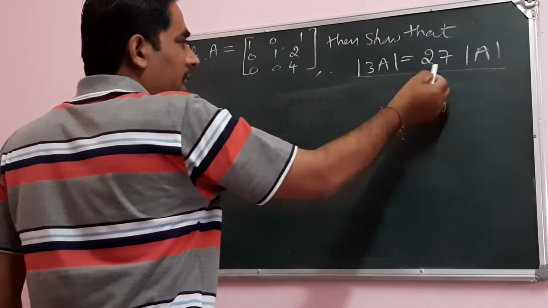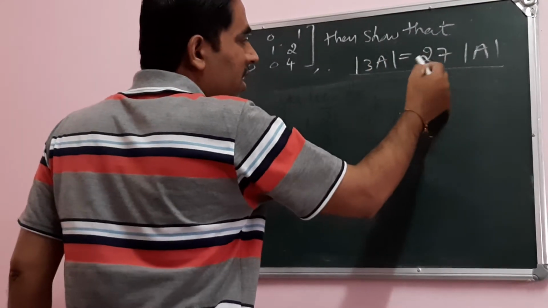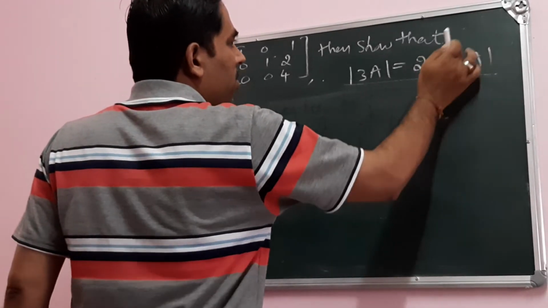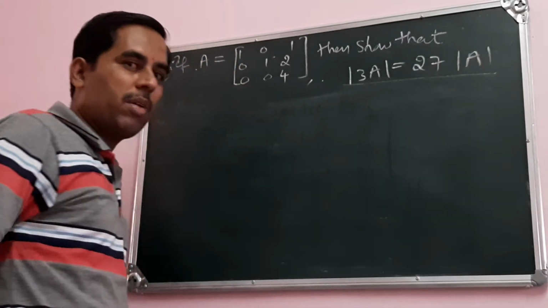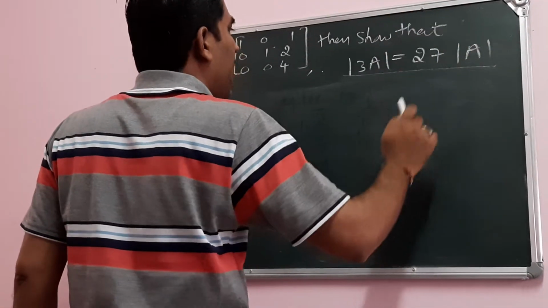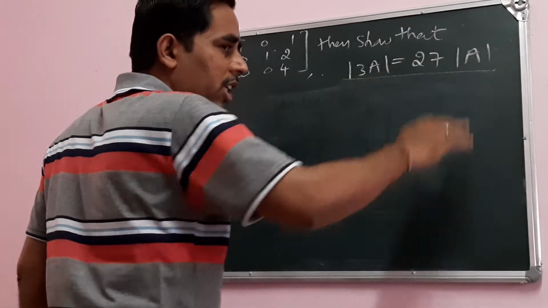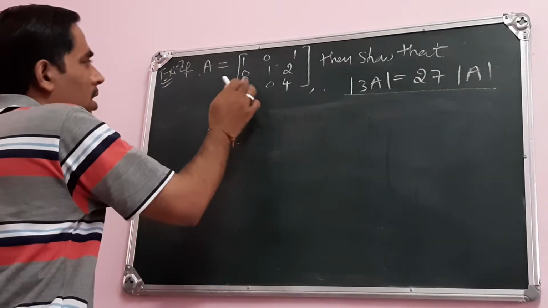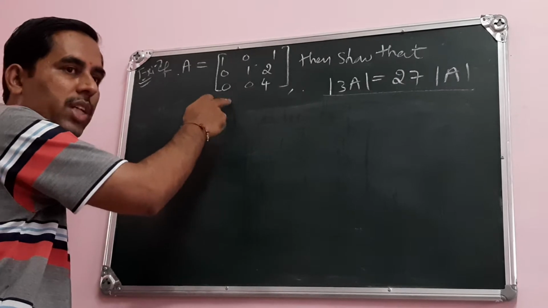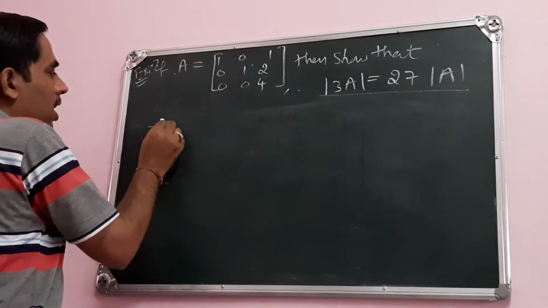So the determinant of 3A on the left hand side, and on the right hand side 27, which is a scalar, into the determinant of A. First we have to find the value of the determinant. It is a 3 cross 3 determinant, and we know how to expand it. So we find the determinant of A, then the determinant of 3A, and then verify LHS and RHS. A is a matrix, and to every square matrix we can associate a determinant. So how can we start our solution?